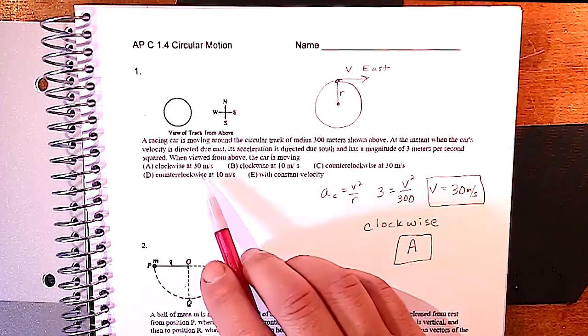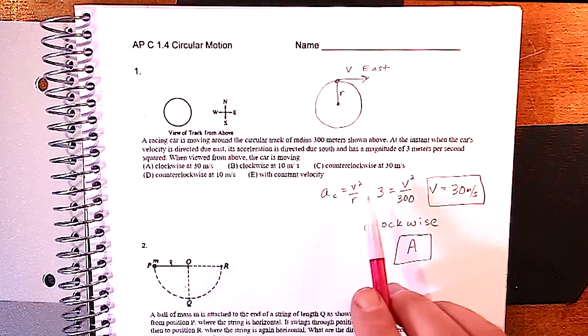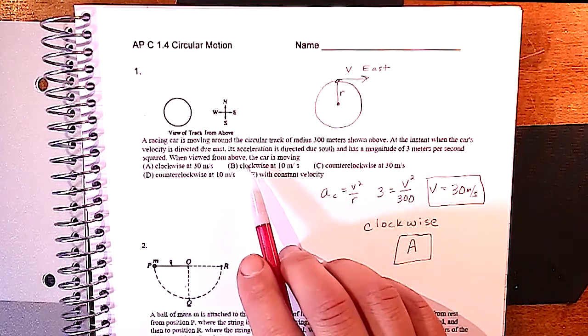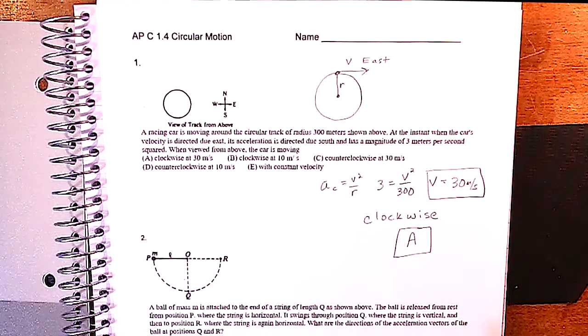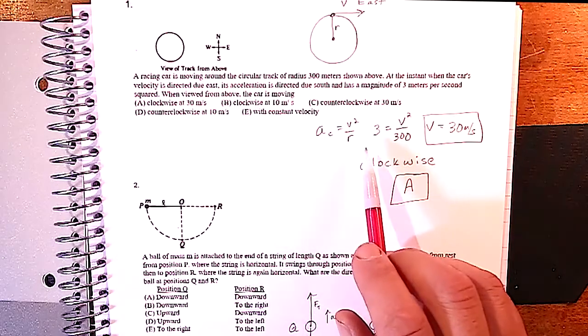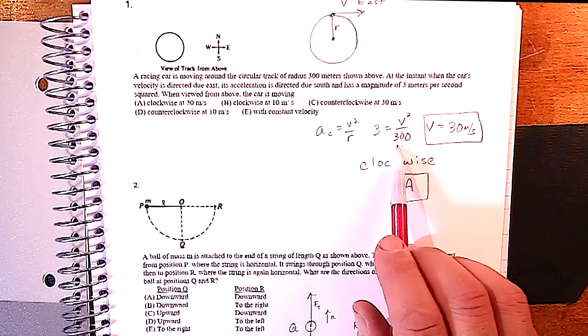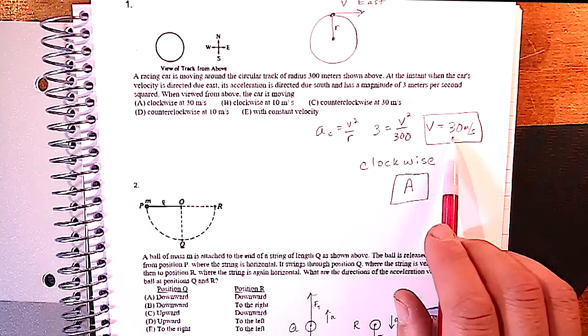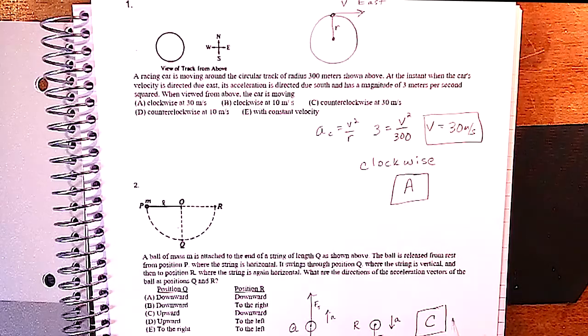So it says when viewed from above, the car is moving, so we know it's clockwise, but then we also have to know the speed. So we can do that with a_c equals v squared over r. We have the 3 meters per second squared and the 300 meter radius, and that gives us a velocity of 30 meters per second. So the answer is A.